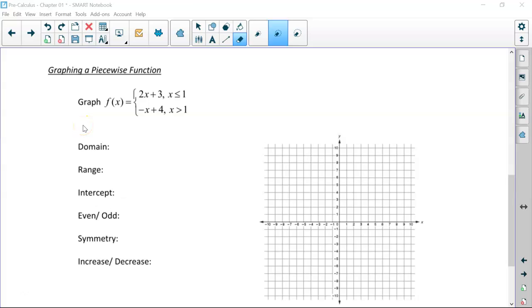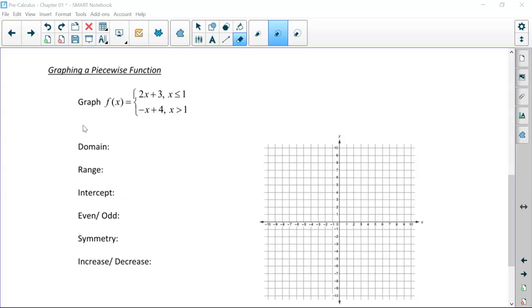Welcome back to part 2 of section 1.6, talking about our parent functions. Now, what we're going to be talking about today is what's called a piecewise function and then a step function. We've talked about evaluating piecewise functions. Now we're going to graph a piecewise function.